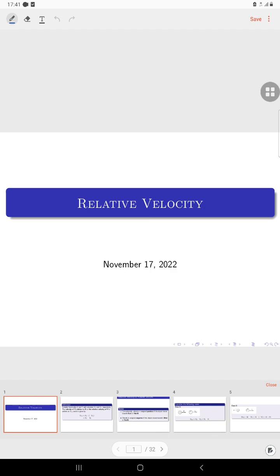Whenever you hear the word relative, it means it has to do with more than one. Just like when we were doing relative density, it means we were comparing the densities of two substances, with water being our reference substance. So when we say relative velocity, it means we are looking at two velocities, more than one velocity, where you have a reference point.